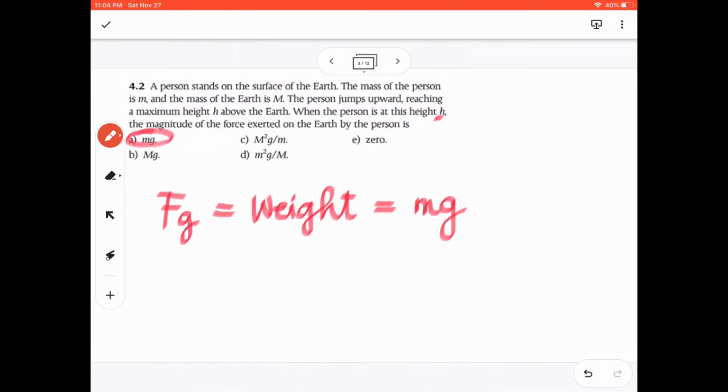Whether you're jumping or maybe flying, if you can fly, or whatever you're doing on earth, the magnitude of the force you exert on the earth is always mg.